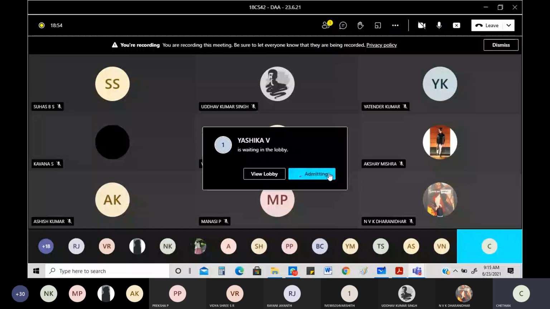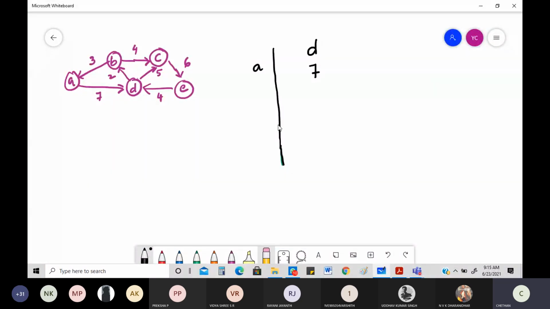Okay. So let me go back again. What is the next thing? So obviously I need to choose A to D only. Okay. So can I choose A to D? What I'll be writing is, you will have A like this, and from there you are going to D like this. Okay. And from A to D, what is the cost I'm getting? I'm getting cost as 7. Okay. From A to D.